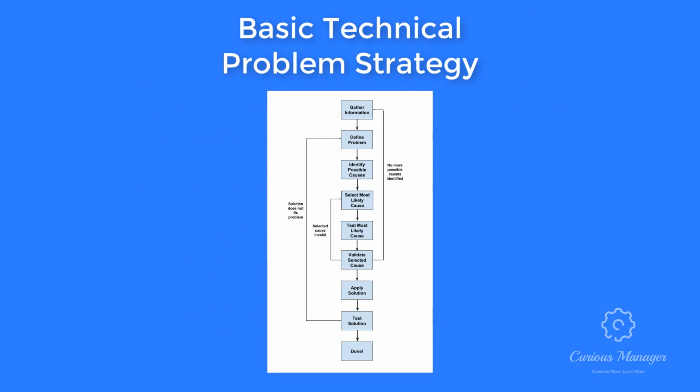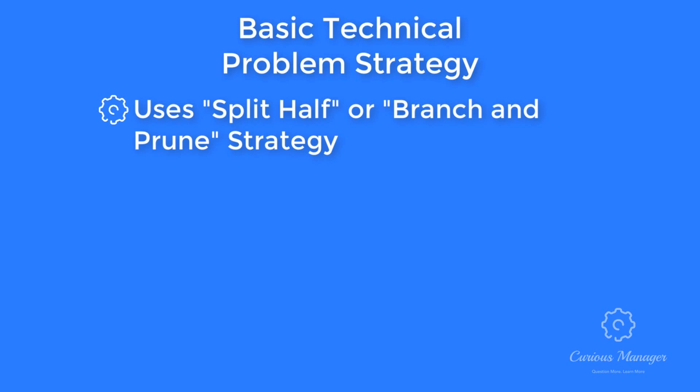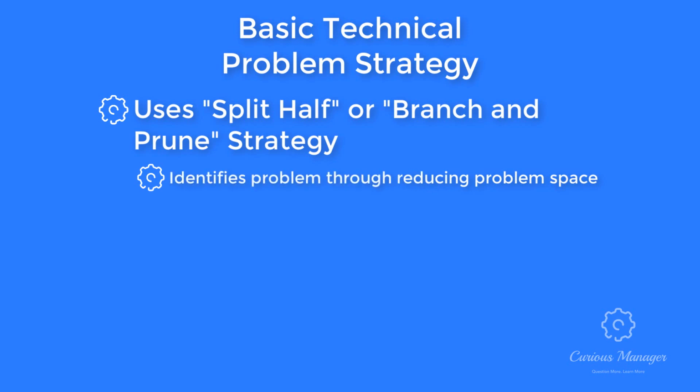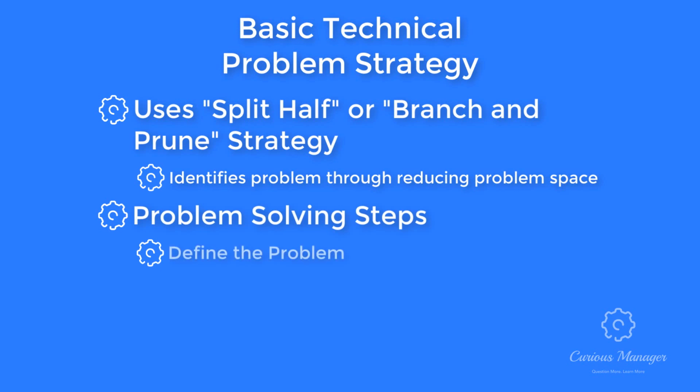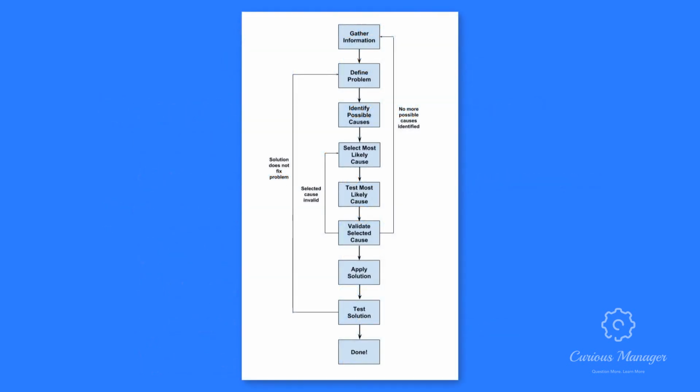Here is the basic technical problem solving strategy that I will be using to illustrate what is called a split half or a branch and prune strategy. This type of strategy is a typical fault isolation strategy in which a problem space is reduced until the most probable cause is identified. This strategy walks through how to define the problem, identify the problem space and possible causes, test each possible cause for validity, and apply a solution and retest the system to verify that the problem has been resolved. This basic problem-solving strategy has 9 steps, including the end of the problem-solving process, that walks the problem solver through a basic problem-solving strategy.